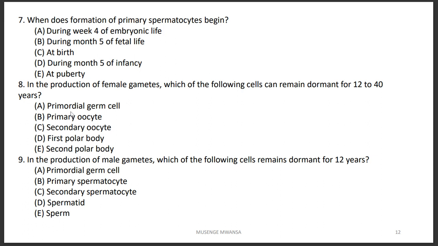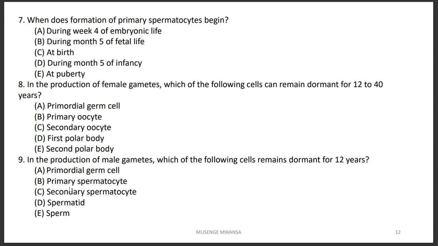So what happens is that some would have been formed by month 5, but even up to puberty they've not been released. So they wait even up to maybe the time when someone is 45 years, that's when they're going to be released. So the primary oocytes are able to stay from 5 months intrauterine even up to 45, 50 years without being released. They are going to remain dormant. So primary oocytes.